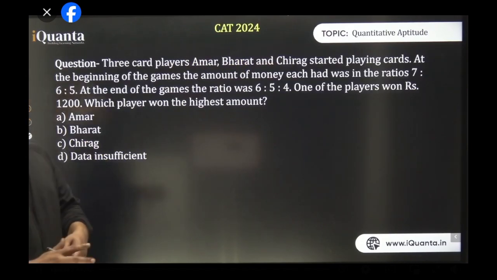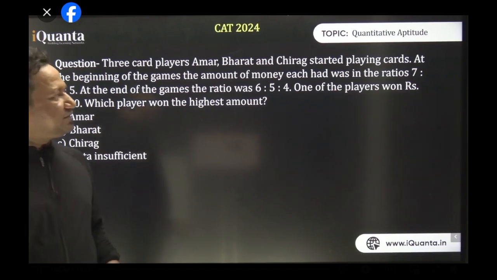The next one. 3 card players, Amar, Bharat, and Chirag started playing cards. At the beginning of the games, the amount of money each had was in the ratio 7 is to 6 is to 5. At the end of the games, the ratio was different. One of the players won rupees 1200. Which player won the highest amount? You have 3 minutes for this one. This is a real question.